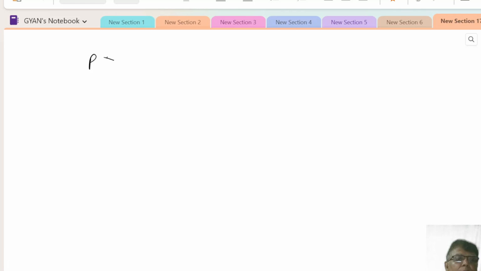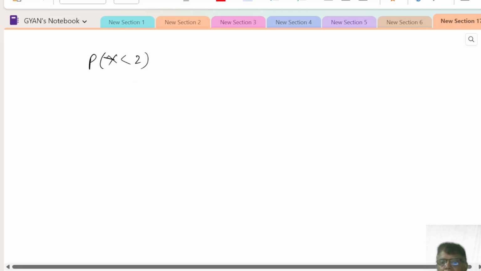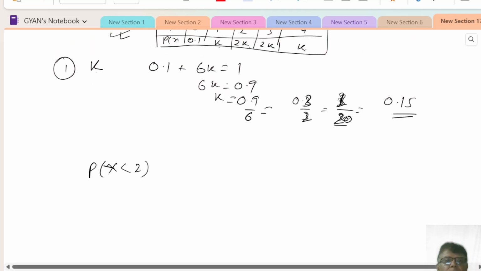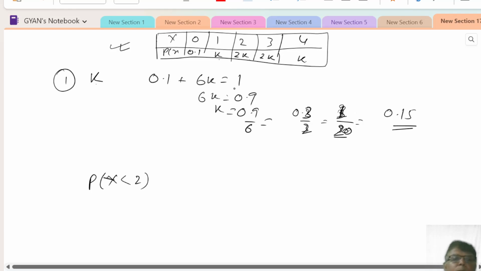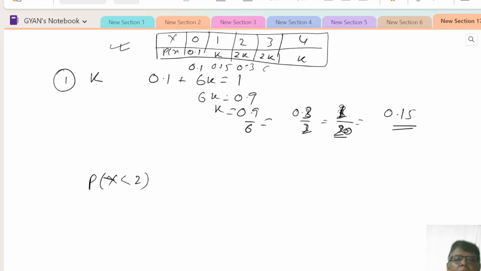Now we have to find P(x less than 2). So what is the value for x less than 2? The probabilities are 0.1, and this is 0.15, this is 0.3, this is also 0.3, and then this is also 0.15. So total added, this will be 1. For x less than 2, that means this one and this one, so 0.1 plus 0.15, that will be 0.25.